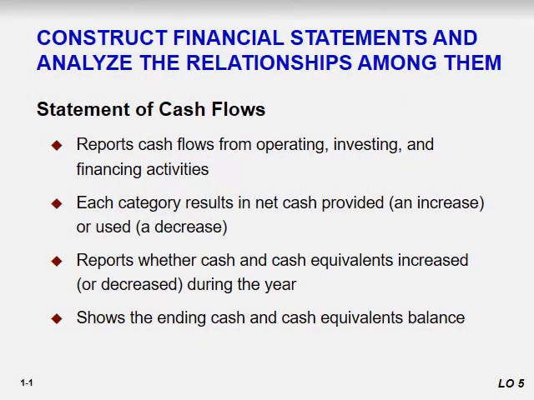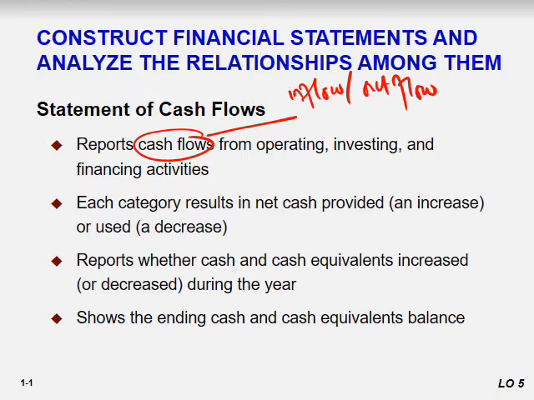So the cash flow statement reports the cash flows, which include both inflow and outflow from operating, investing, and financing activities. Each category results in net cash provided or used. We'll talk about that. What does it mean when we start the statement of cash flows?